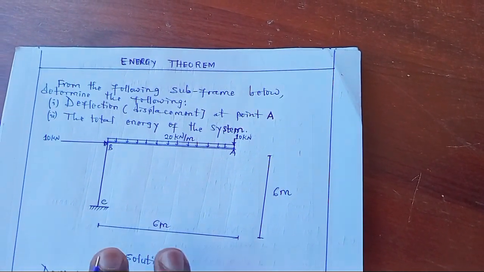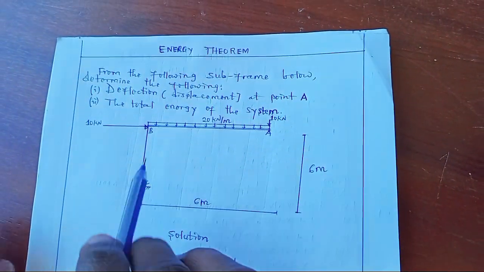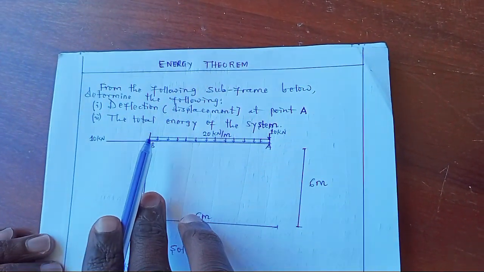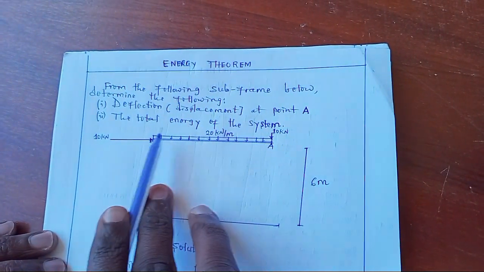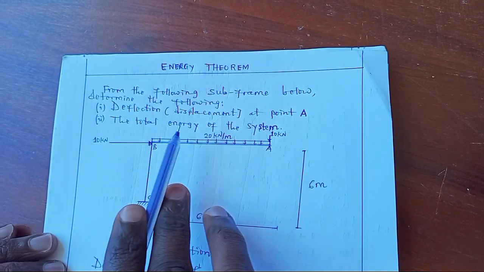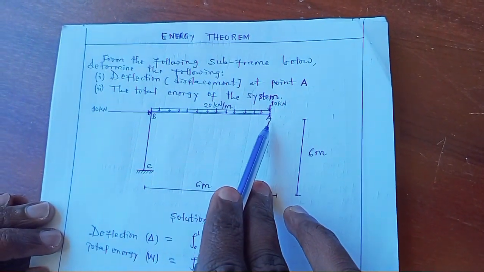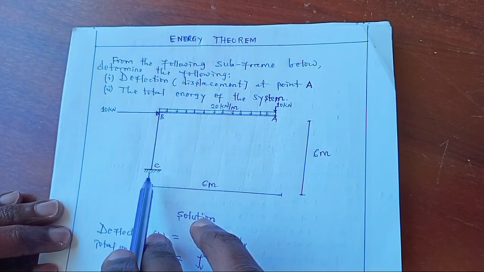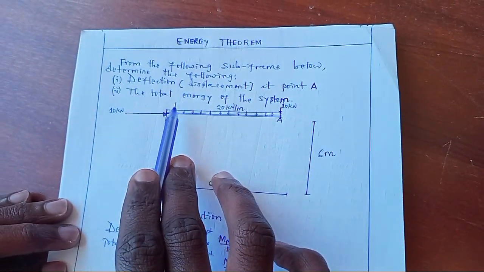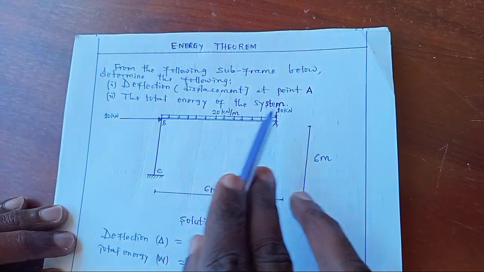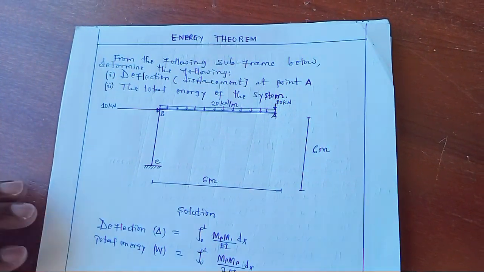Now, let's start step by step in a simple way. Our problem is to determine the deflection of the subframe system at point A. This is point A, point B, point C of the system. We are required to determine the deflection or displacement at point A and the total internal energy of the system.